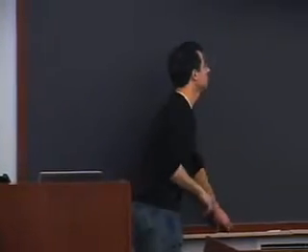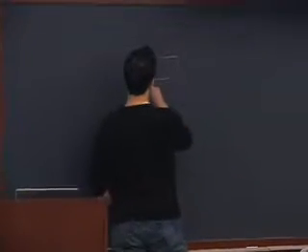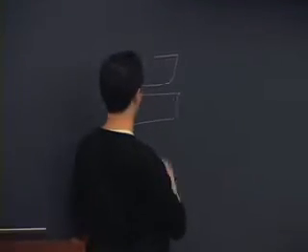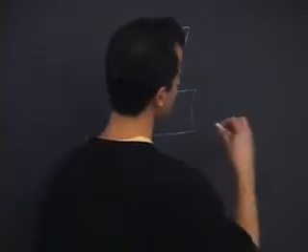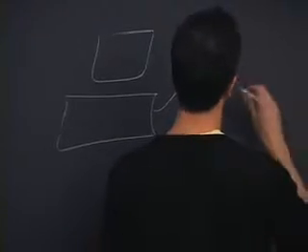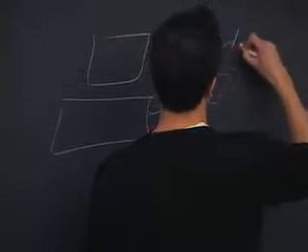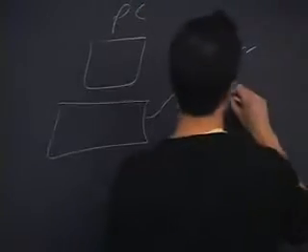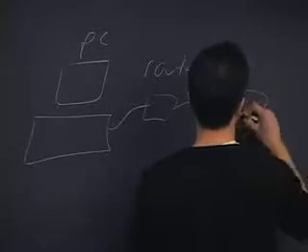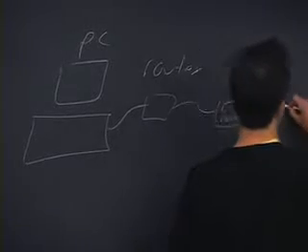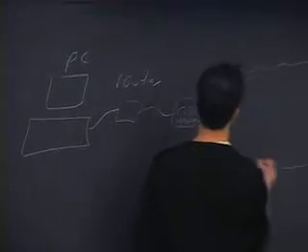So if we summarize this whole picture, if I have a little desktop computer at home here, and I have a little cable modem here, and I'm connected here, then this is my router. This is my computer. Then this goes into my cable modem. And now my cable modem is connected to the internet.